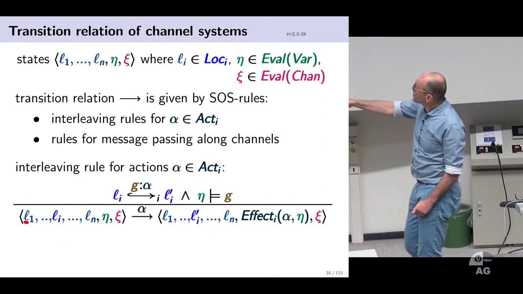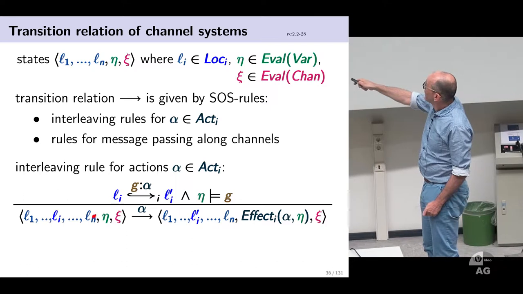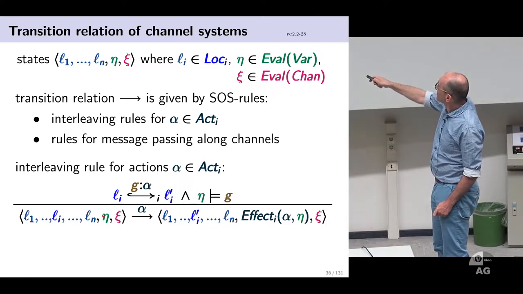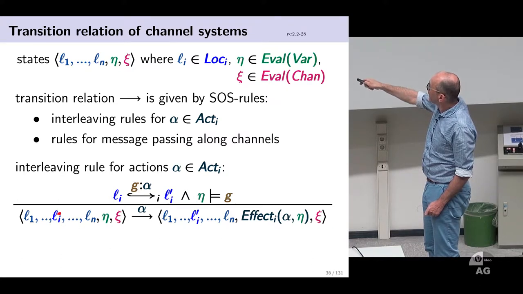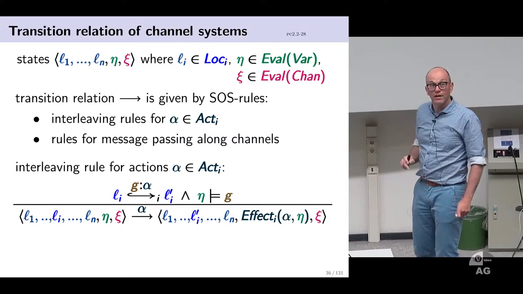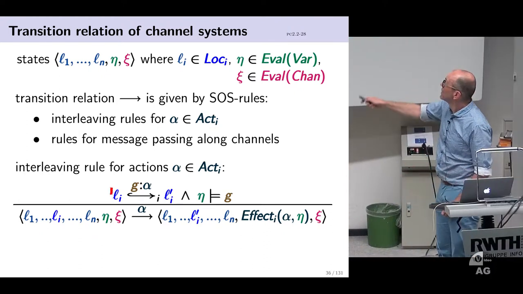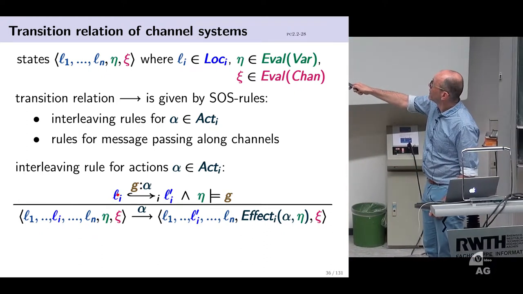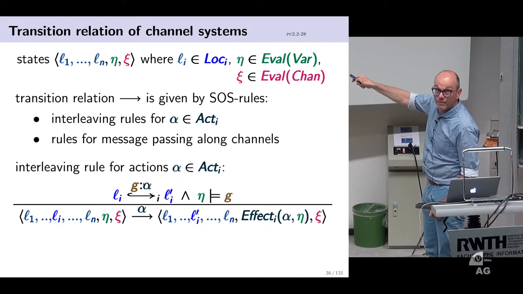Suppose that this is the current state of your channel system. We have n components, an evaluation of the variables, and an evaluation of the channels. Now suppose that program graph i, the one here in the middle somewhere, can do a certain action. That's indicated by the premise. The program graph i has an edge from location Li to L prime i. It can do this guarded action with guard G and action alpha.